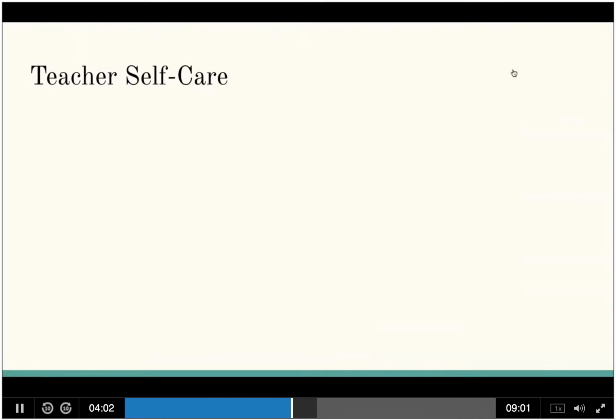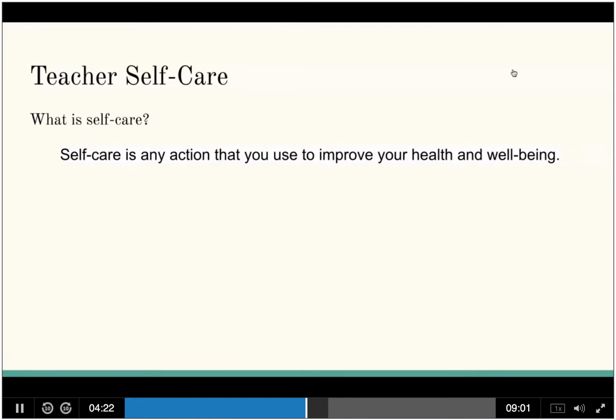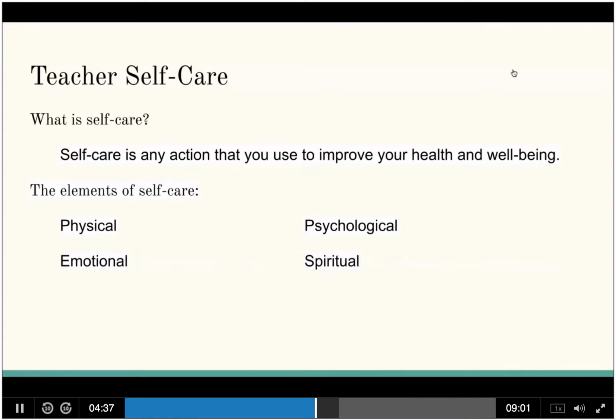Next thing that we need to talk about is, we know those biases are there, but let's talk about teacher self-care. It should go without saying, but if you're not taking care of yourself, then how ready are you to take care of those 20 plus kiddos in your classroom? So, what is self-care? Self-care is any action that you use to improve your health and well-being. The elements of self-care are the physical, the psychological, the emotional, the spiritual, the social, and the professional.